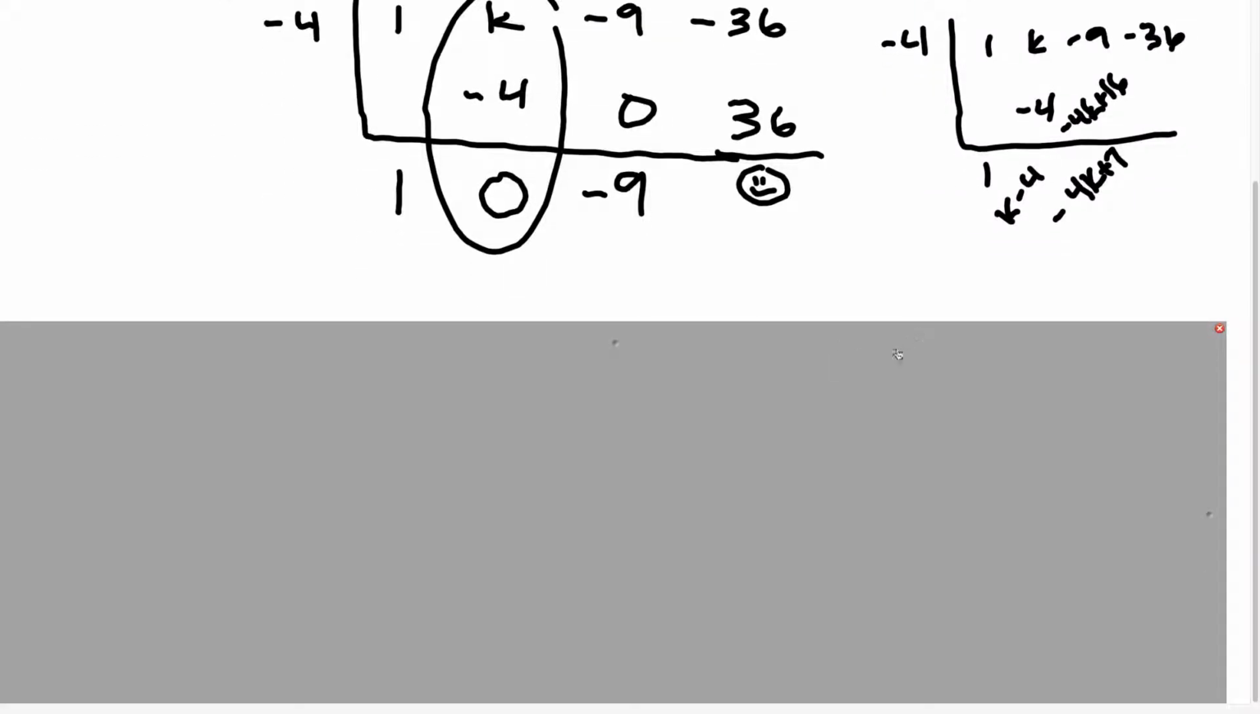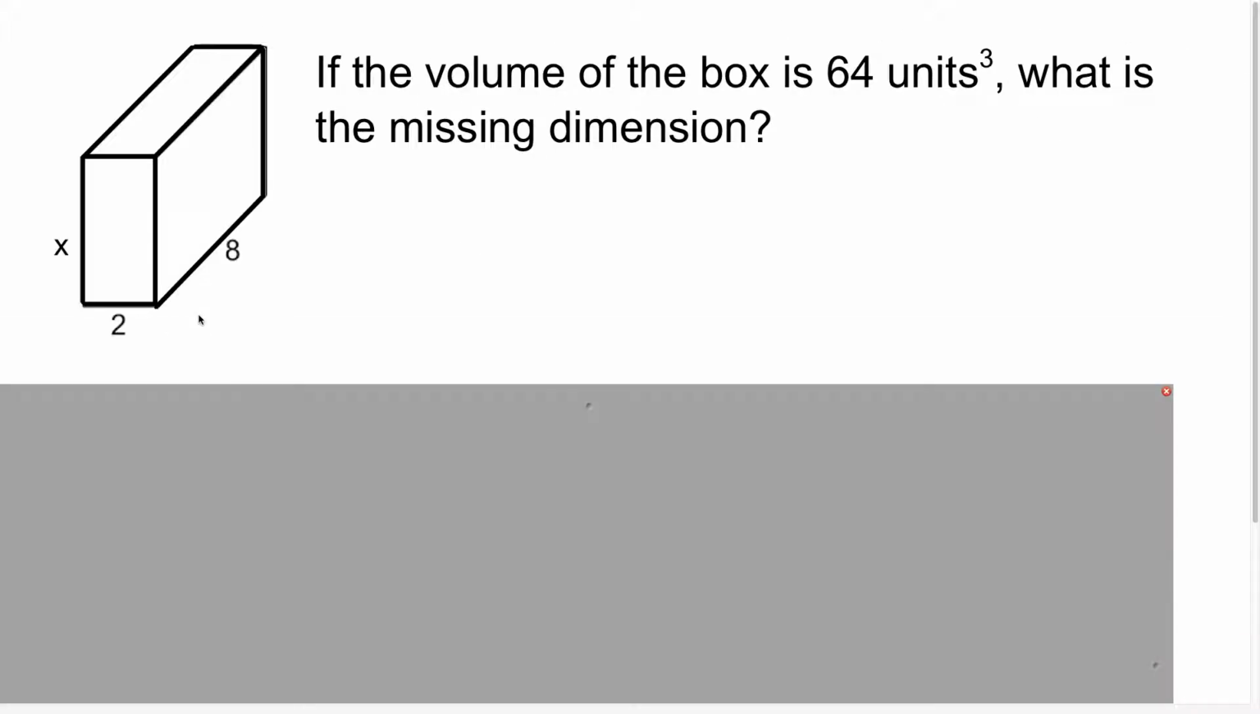Okay. Let's see. Actually, I want to do the next slide. I like this question. Break, easy geometry. I mean, like 6th grade geometry, maybe 4th grade geometry, I don't know. If the volume of this box is 64 units cubed, what's that missing dimension? If you have an answer and you could justify it, raise your hand.